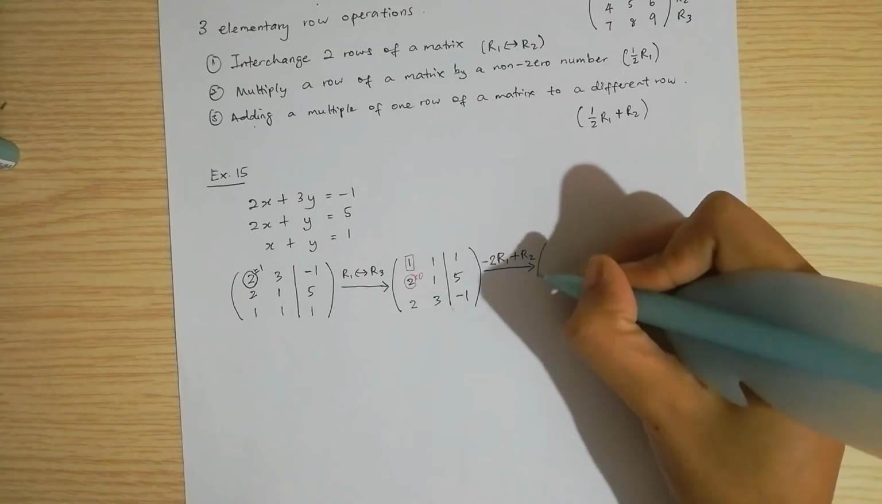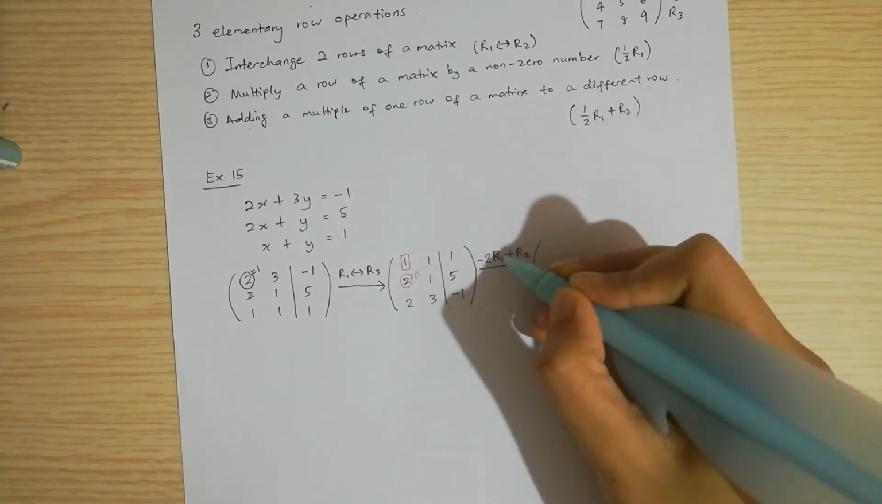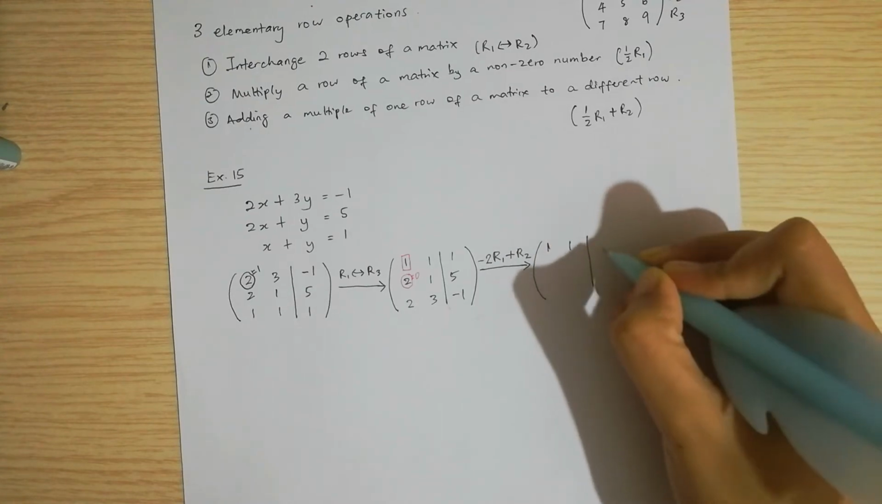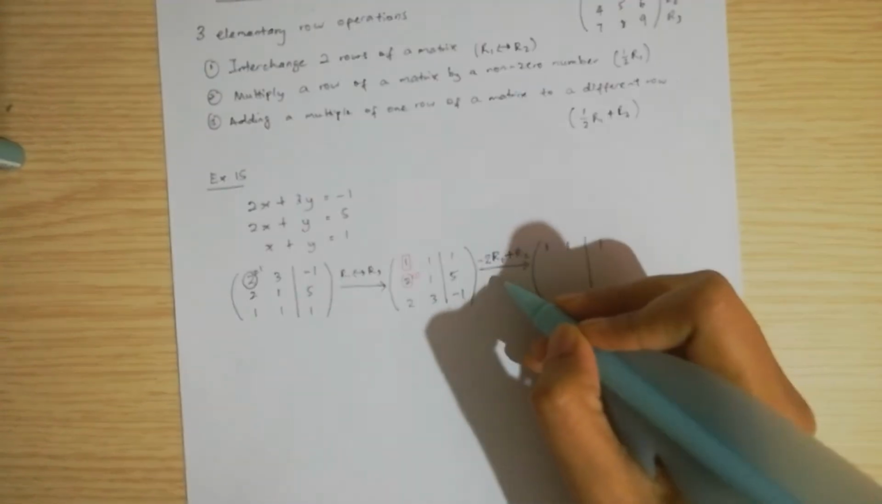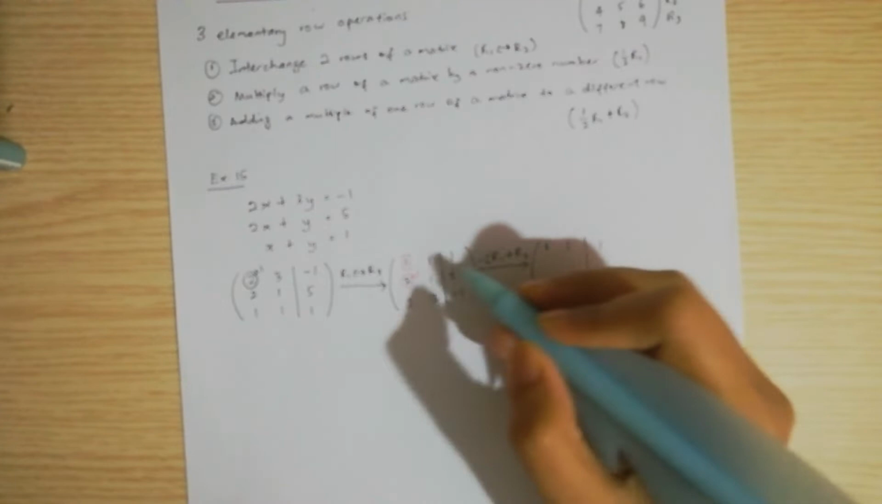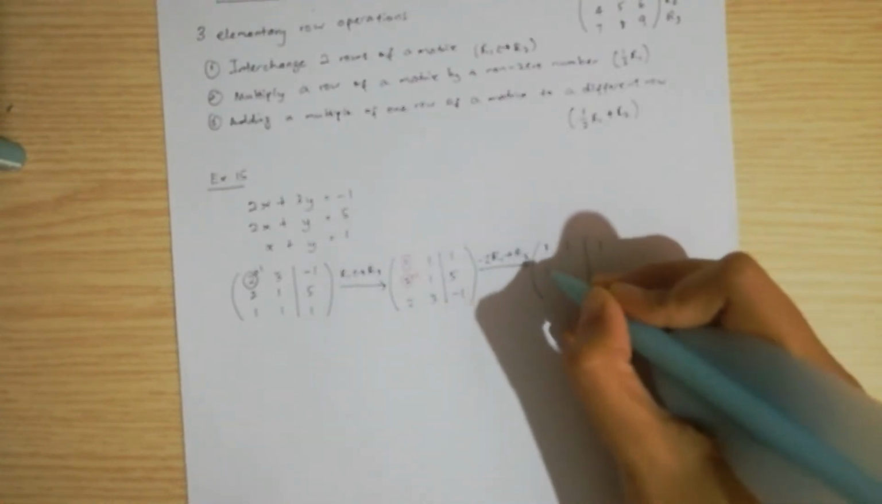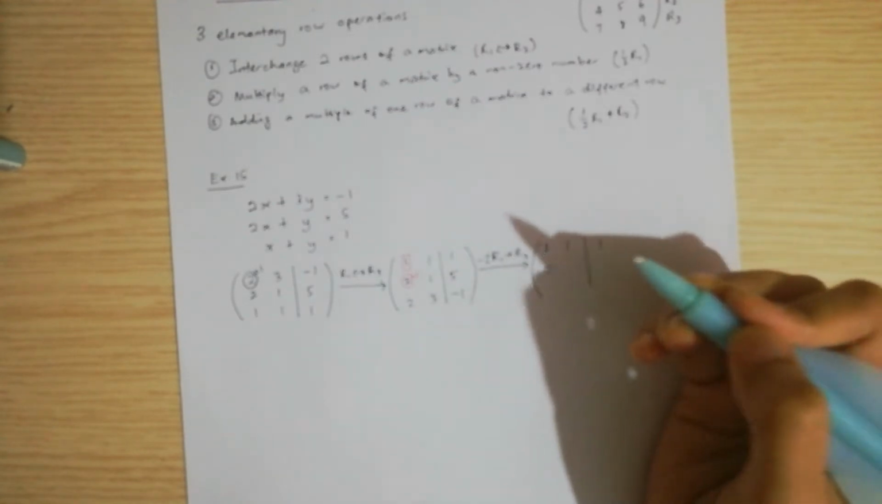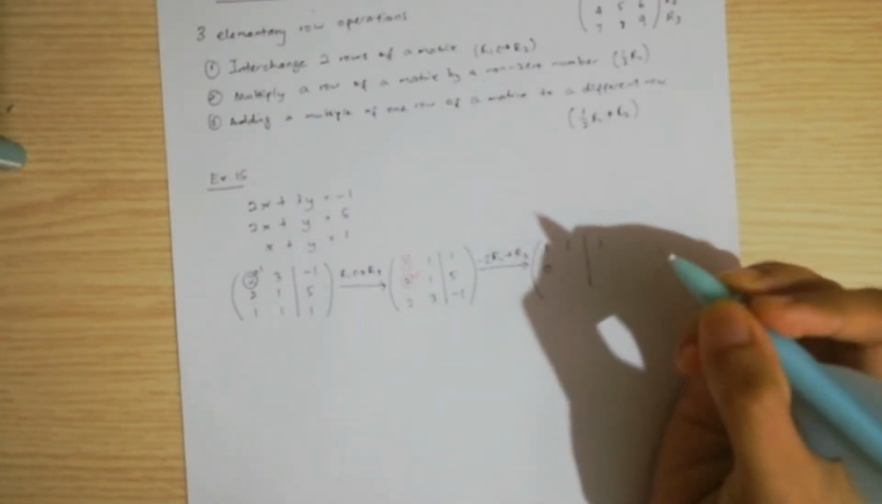So row 1 is still the same, 1, 1, 1. Only row 2 changes now. Negative 2 row 1 plus row 2, so negative 2 plus 2 will give you 0. Negative 2 times 1 is negative 2, plus 1, you get negative 1.